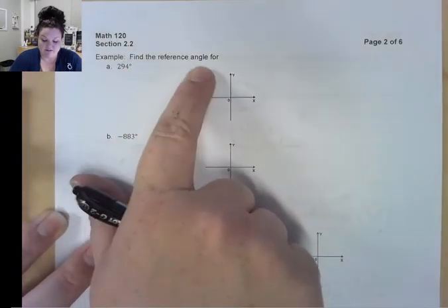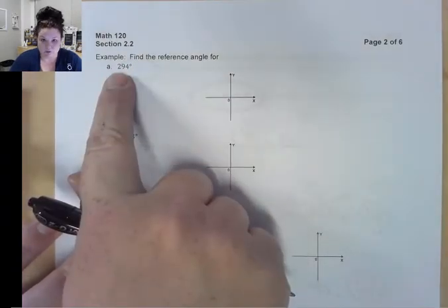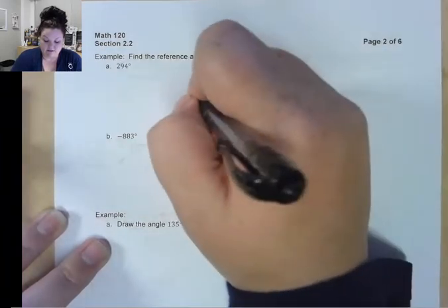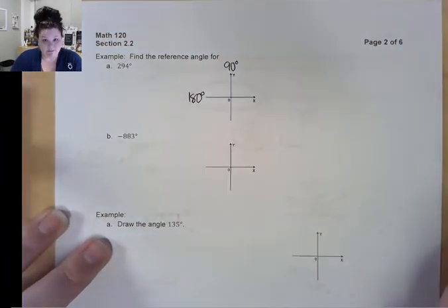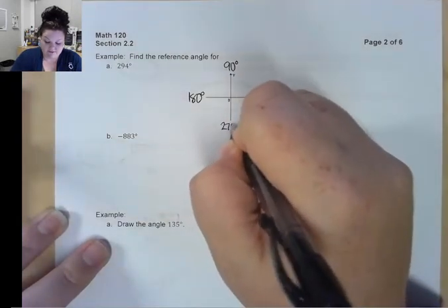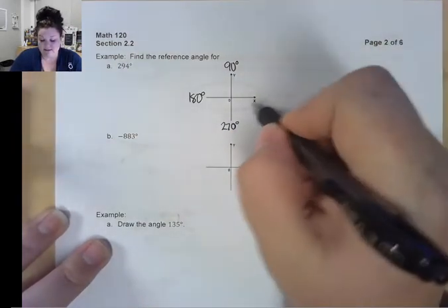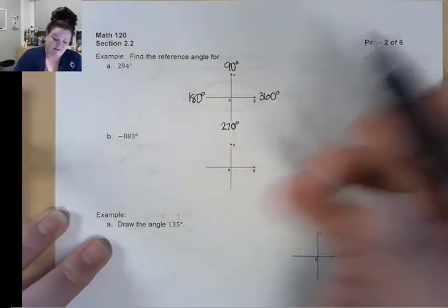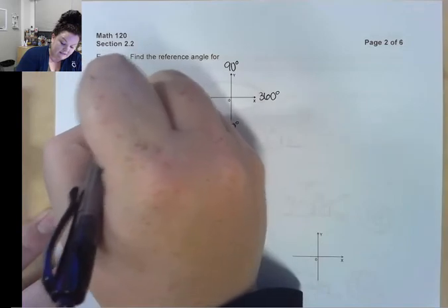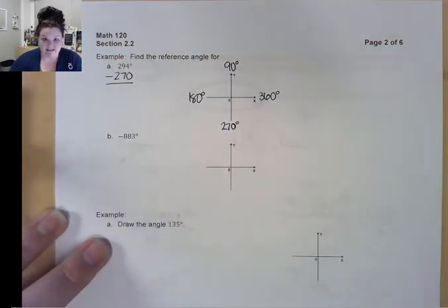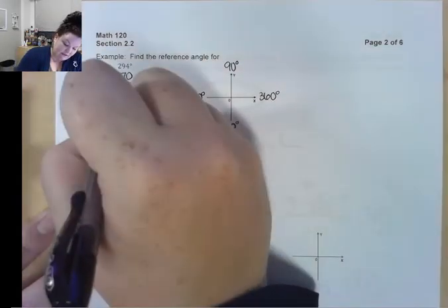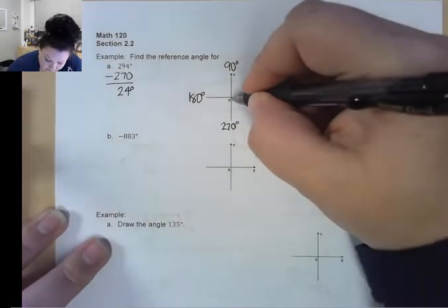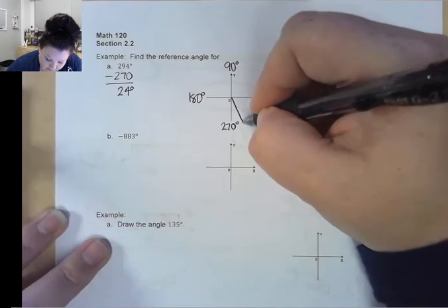If I want to find the reference angle for 294, okay, well, here's 90. It's going to be bigger than that. Here's 180. It's going to be bigger than that. Here's 270. It's going to be bigger than that, but it's not going to be all the way to 360, right? So it's going to be somewhere past 270. So I'm just going to subtract 270 to see how far past it is. And it happens to be, what, 24 degrees past 270? So maybe something like this.